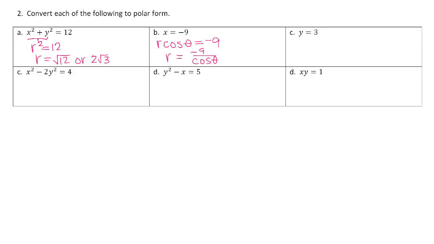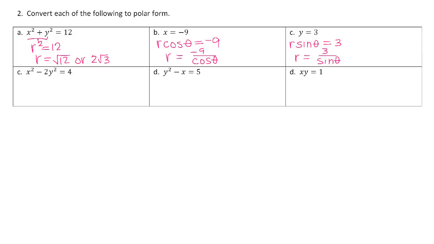Same is true for C. Again, going through your conversions, y, we know that is r sine theta, and that's equal to 3. And then if you want to solve for r, that's going to be 3 over sine theta.